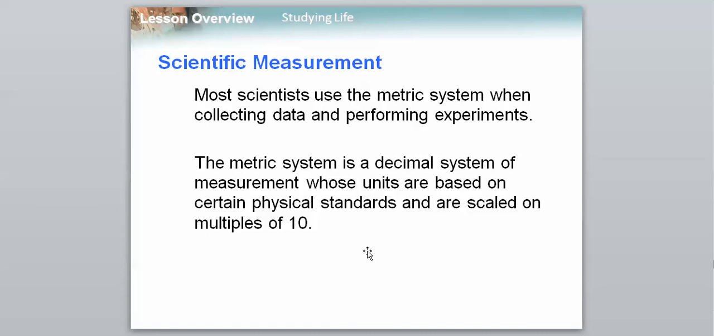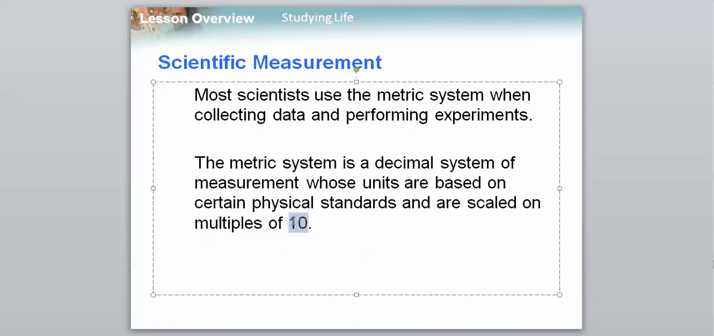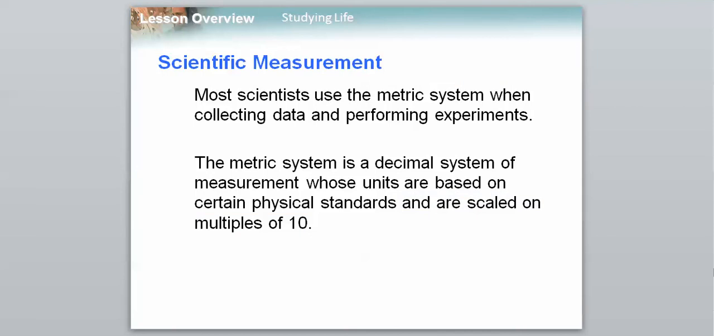We do not use the metric system here, but it is actually easier to use once you get used to it. We're just not used to it, that's why we think it's difficult, because everything is based off of a multiple of 10. Once you get the patterns down, it's really easy to do conversions and things like that.